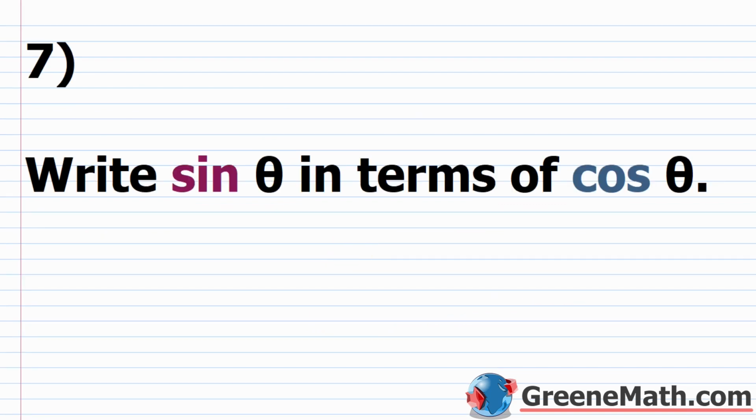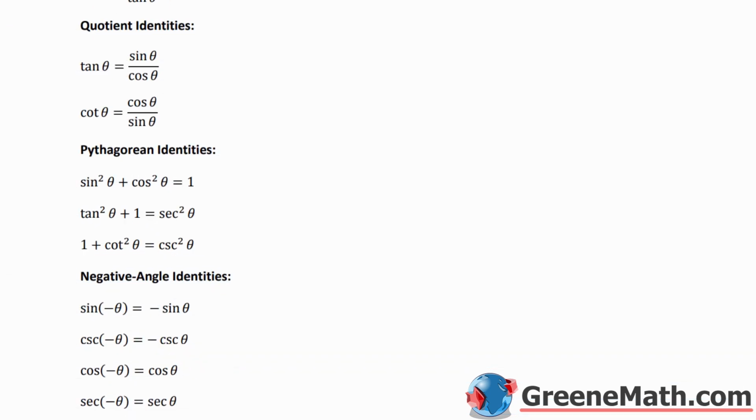Okay, let's take a look at problem 7 now. So we are told to write sine of theta in terms of cosine of theta. If you get this problem on your homework or for a test, it's a very common problem. Just go back to your identities handout and use that sine squared theta plus cosine squared theta equals 1. You're just going to solve for the sine of theta. Okay, so that's what they're asking you to do there.